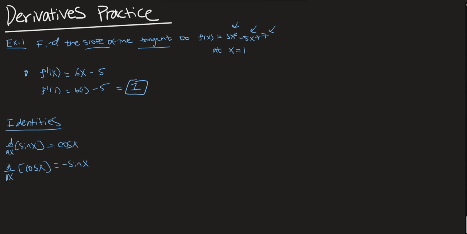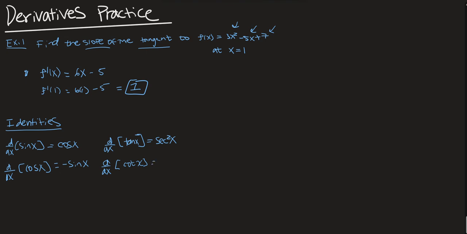And then if we take the derivative of tangent x, we get secant squared x. And there are proofs for all these identities. If you just search up online, they're not too hard to understand. But if you memorize it, you'll be fine.